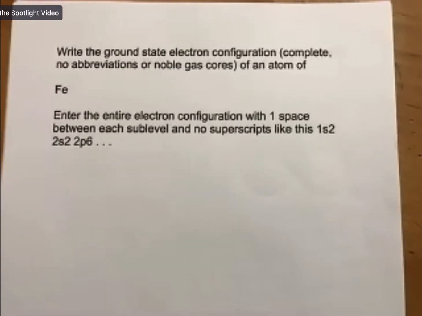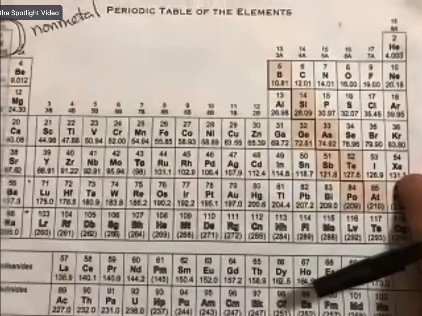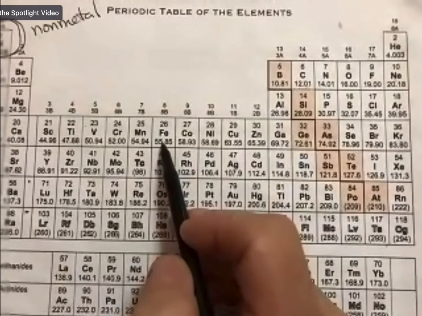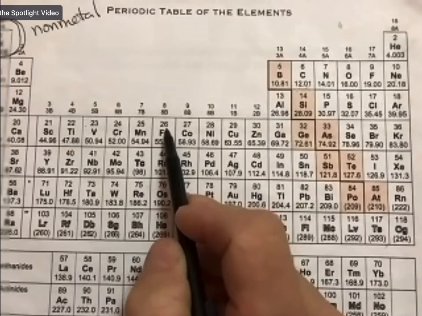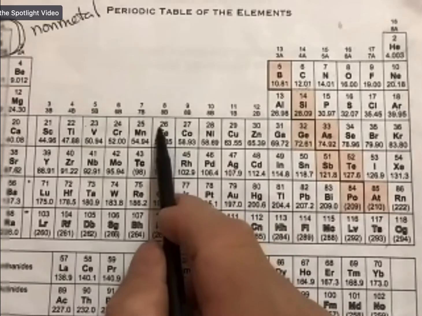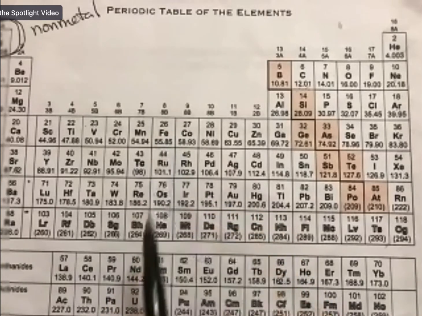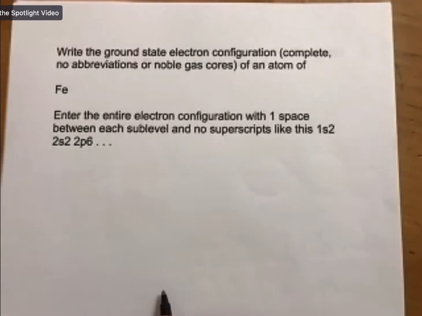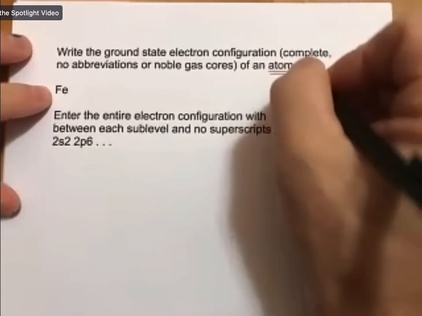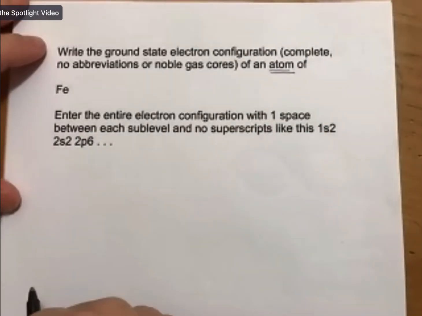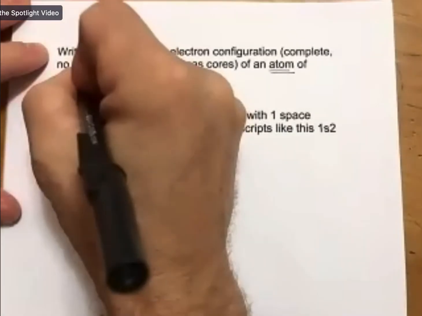Now, let's see. I need my periodic table here. I take out my periodic table. I see that iron is element number 26. That means that it has 26 protons. And for an atom, protons equals electrons, so that means it has 26 electrons.